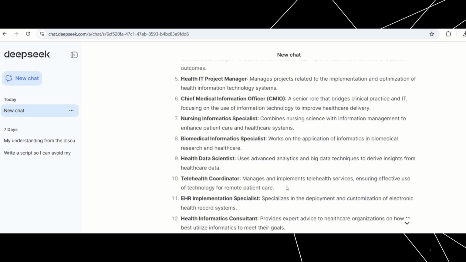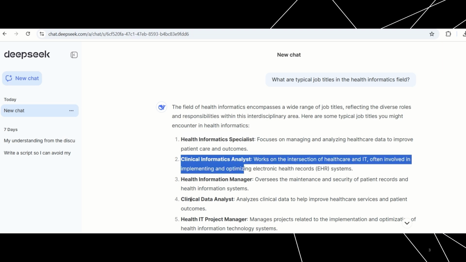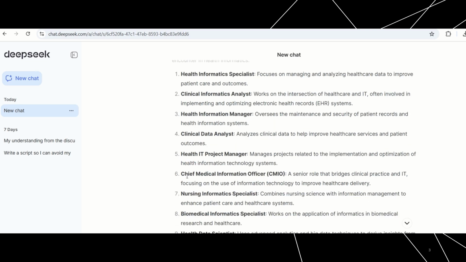So you can see here that there are common job titles that you can actually start to look for in Indeed or LinkedIn. So the health informatics specialist, the clinical information analyst, clinical data analyst. If you're just starting out, a role like an analyst would be best. And then in a couple of years, you could go into a specialist, and of course a manager, and some of the highest job titles are like a chief medical information officer.